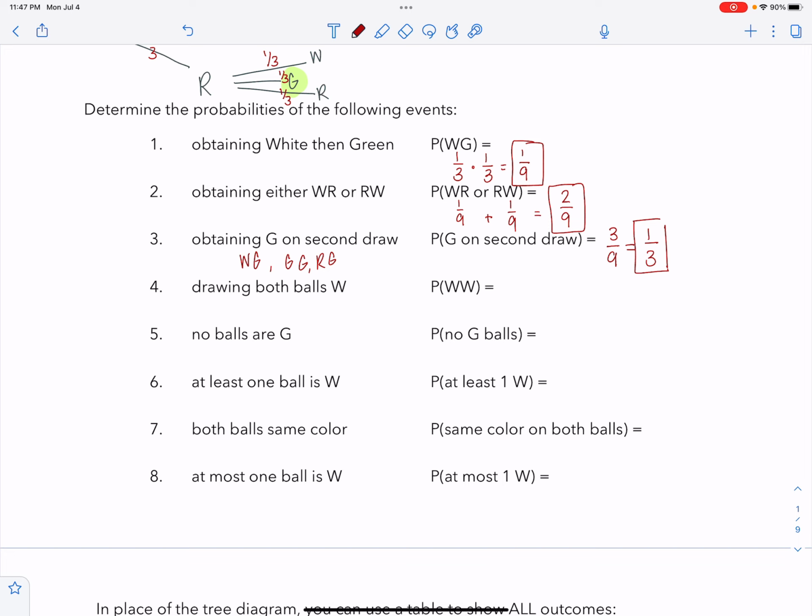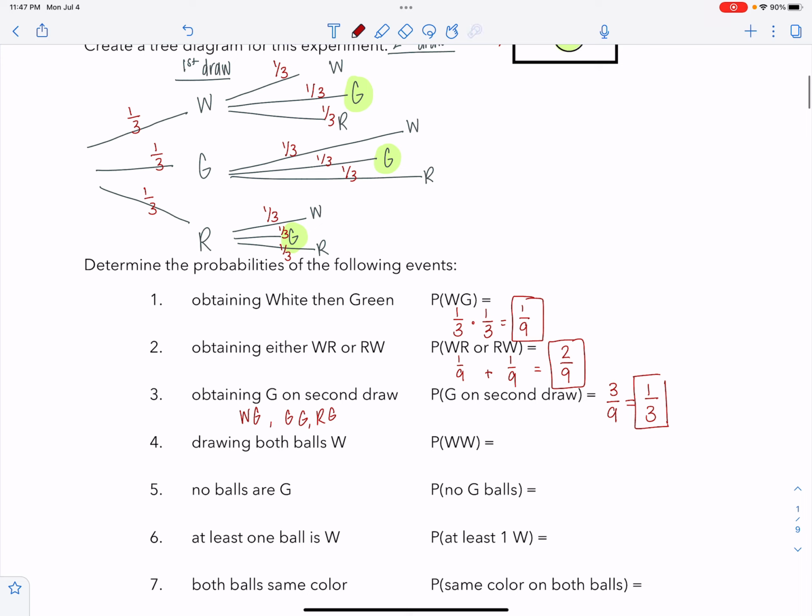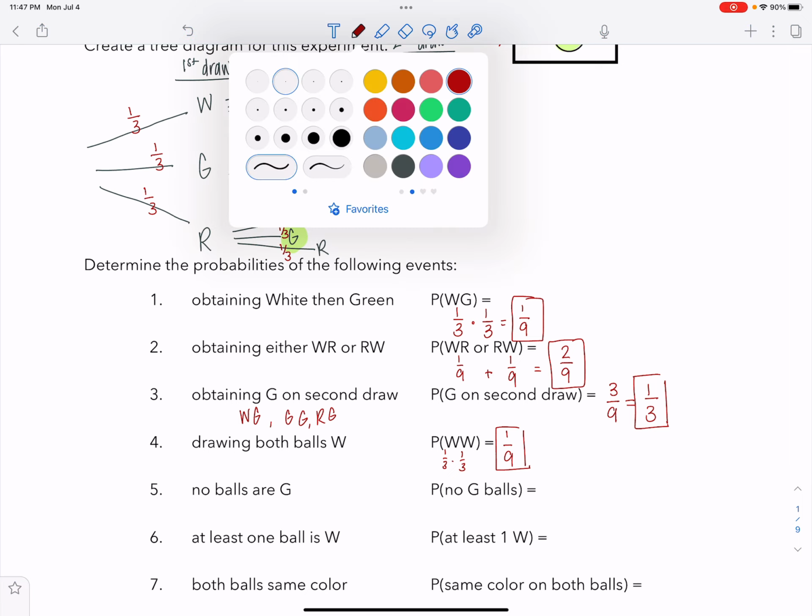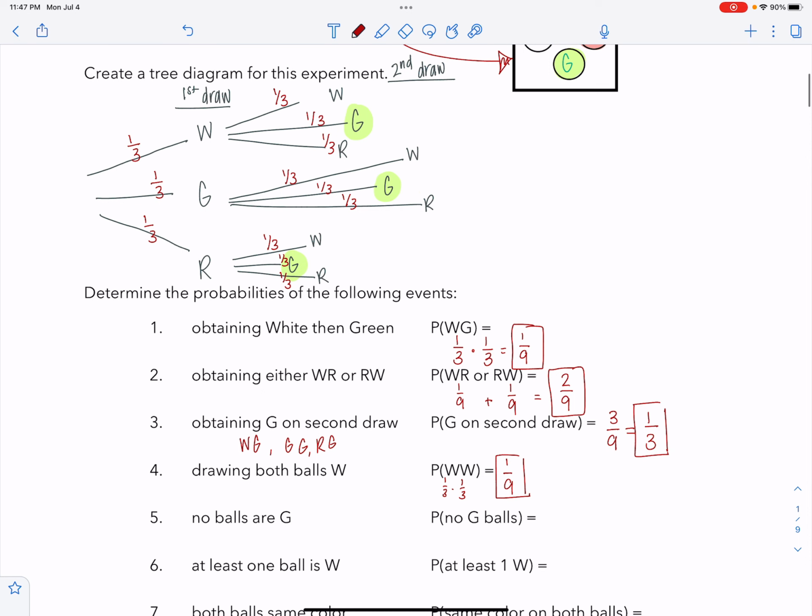Next, the probability that both balls are white. The probability of getting white, then white is 1 possibility out of 9, or 1 out of 3 times 1 out of 3. Then, the probability that I would draw no green balls. That would be drawing white, white. That would work.